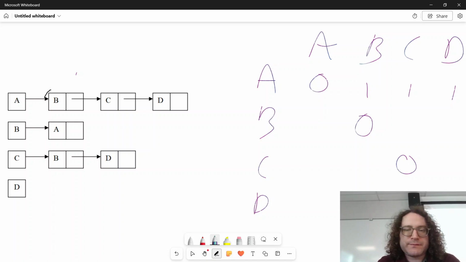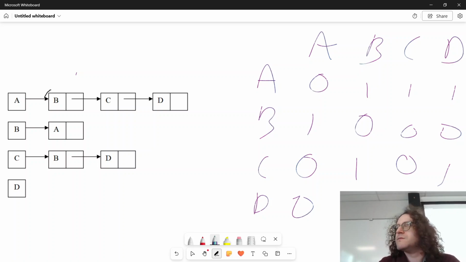B to A, and then B doesn't go to anything else. C to B, right? This is not symmetrical because, again, these are unweighted, these are directed graphs, so if A goes to B, there's no reason for B to go to A, unless it's listed. C doesn't go to A, but it goes to B, and D doesn't go anywhere. So that's our adjacency matrix.